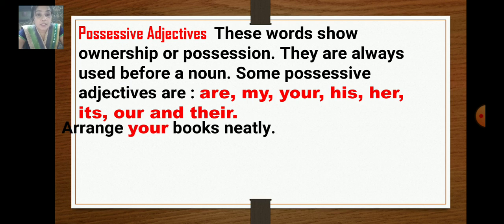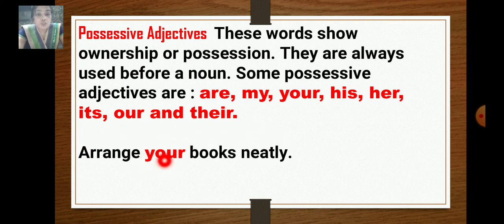Now examples: arrange your books neatly. So whose books? Your books. These books belong to you. So it is a possessive adjective. It may be yours, mine, his, hers, ours. Whichever things belong to them, that is a possessive adjective.